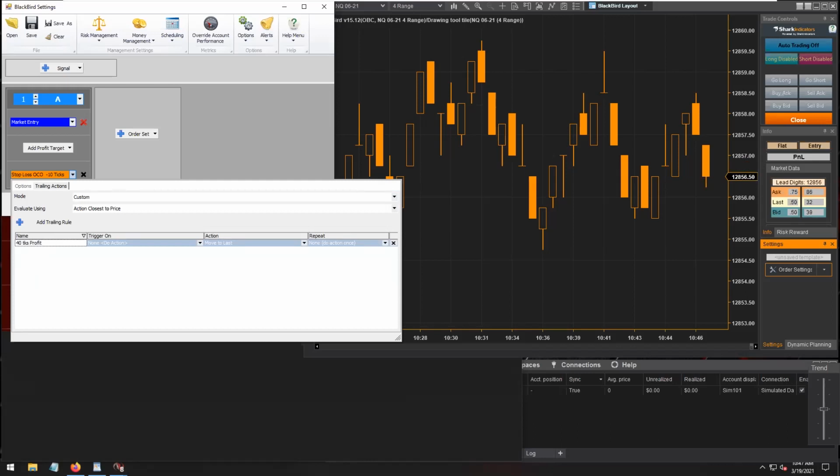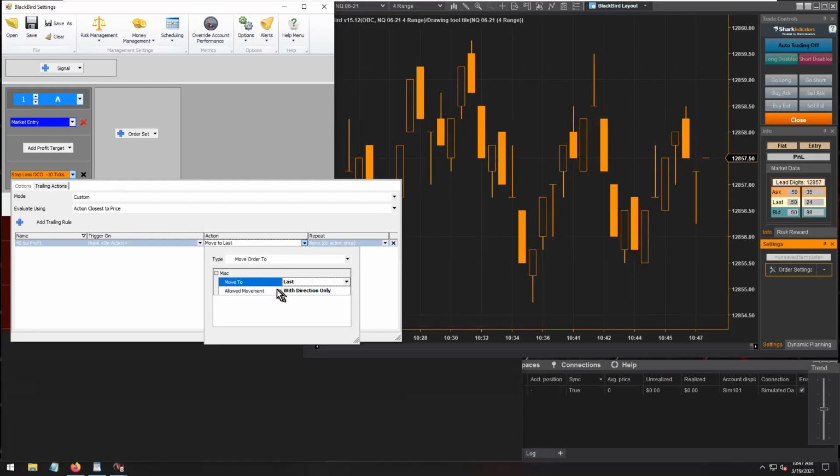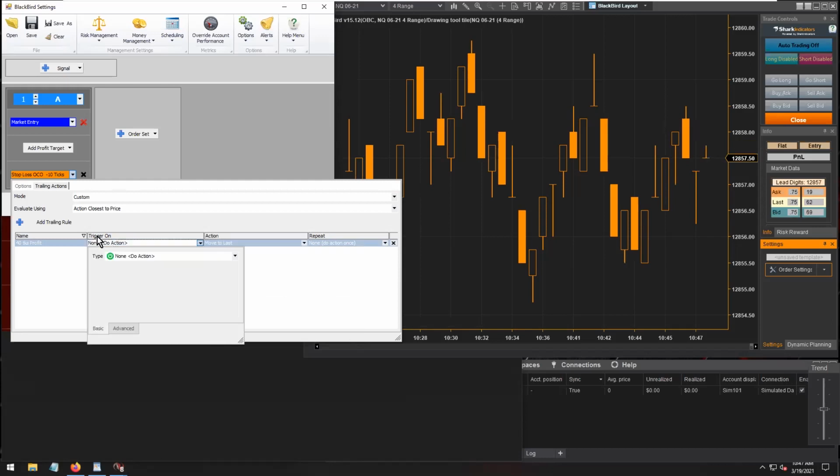All right, so at 40 ticks of profit, we'll make this trailing rule first. So how does BlackBird know when 40 ticks of profit has been achieved, before it starts performing or activating, executing the actions here? Well, that's what the trigger column is for. The trigger column allows you to set up conditions, and those conditions determine when that trailing rule kicks in, when that trailing rule starts to activate and do its job.